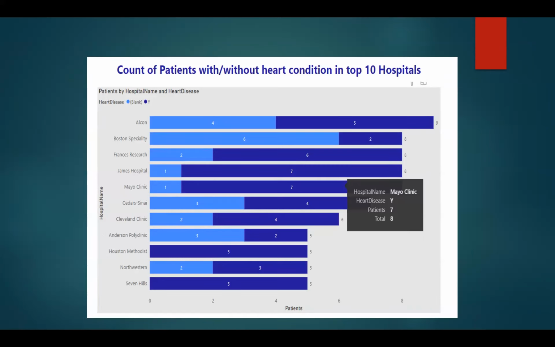In the next slide, here we are checking the count of patients with or without a heart condition in the top 10 hospitals. So the top 10 is decided based on the number of patients. So in the first hospital, here we are seeing Alcon Hospital. Here we can see the navy blue color represents the patients who have some kind of heart condition, while the light blue color says that they do not have it. So in the first hospital, we can see that there are 5 patients with a heart condition and there are 4 who do not have one.